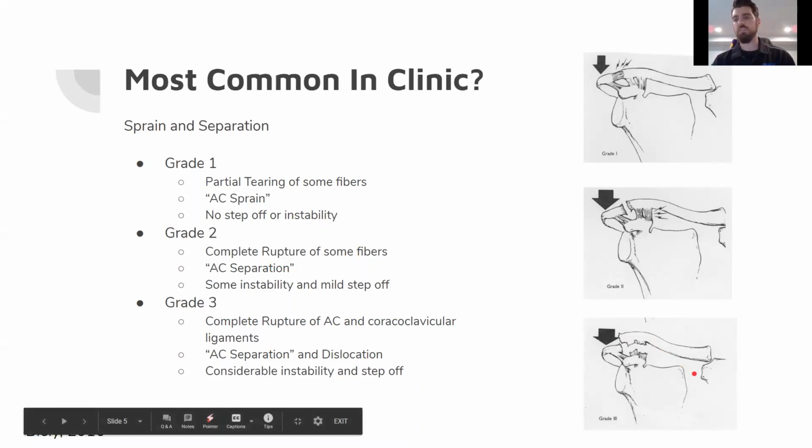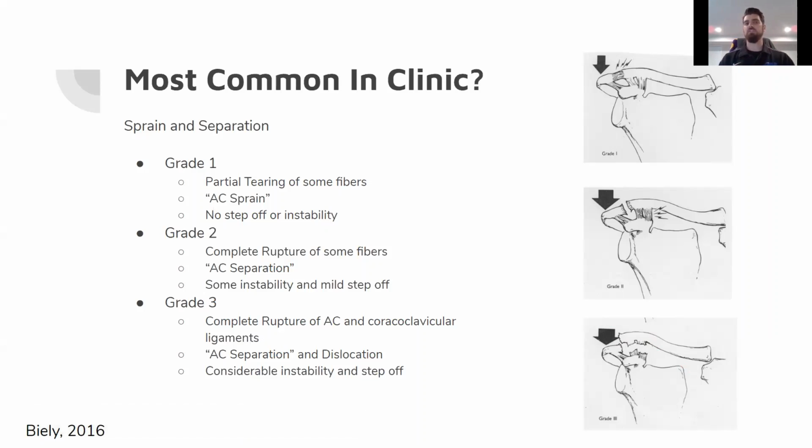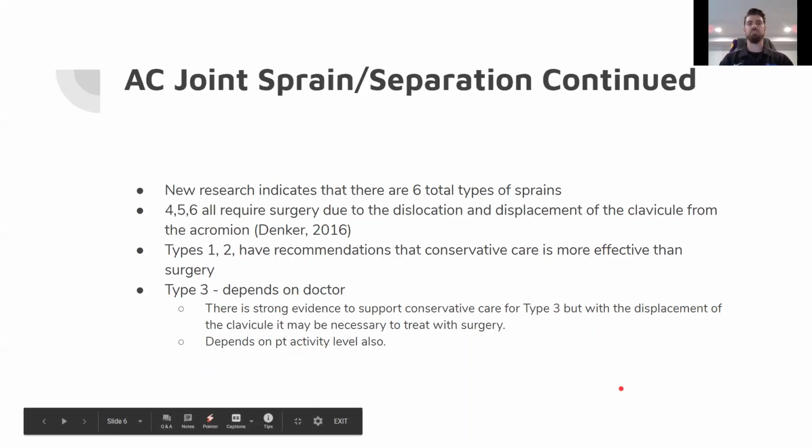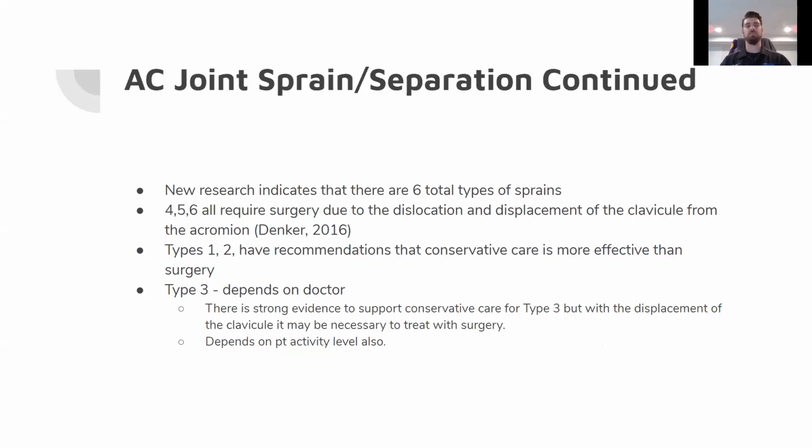In physical therapy, when we are looking for AC joint sprains or determining the severity and the grade, we look for this step off as part of our palpation of the patient. So, AC joint sprains and separations continued. There's new research that indicates there are 6 total types of sprains. Types 4, 5, and 6 all require surgery because they are more severe dislocations with displacement of the clavicle, whether that be anterior, posterior, inferior, or superior.